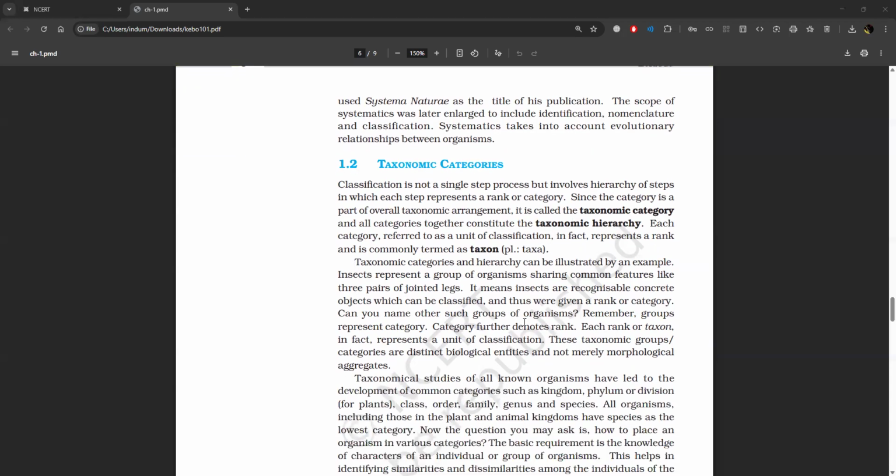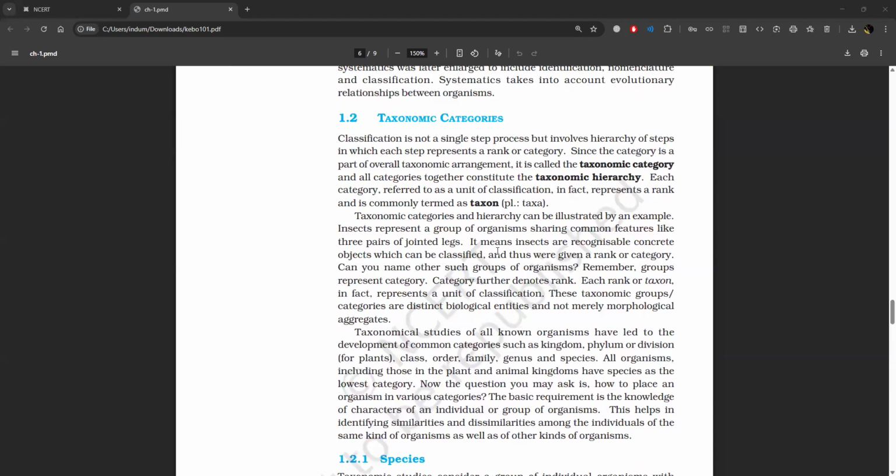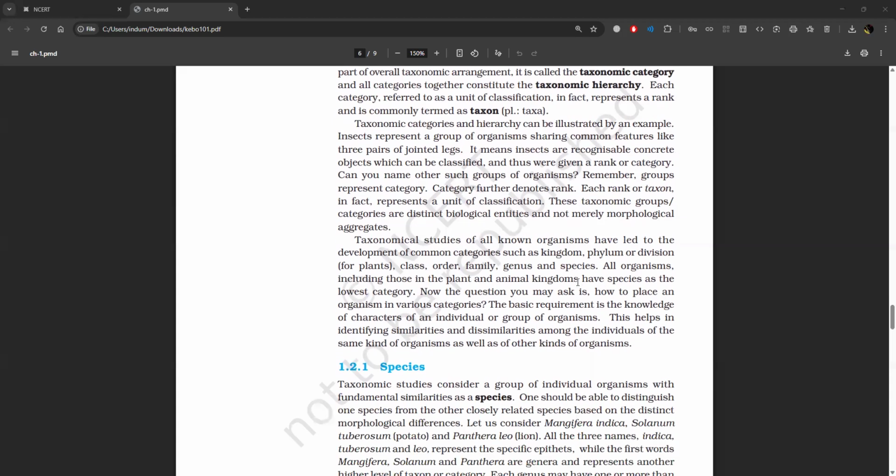1.2 Taxonomic categories. Classification is not a single step process, but involves a hierarchy of steps in which each step represents a rank or category. Since the category is a part of the overall taxonomic arrangement, it is called the taxonomic category, and all categories together constitute the taxonomic hierarchy. Each category, referred to as a unit of classification, in fact, represents a rank and is commonly referred to as taxon. Taxonomic categories and hierarchy can be illustrated by an example.